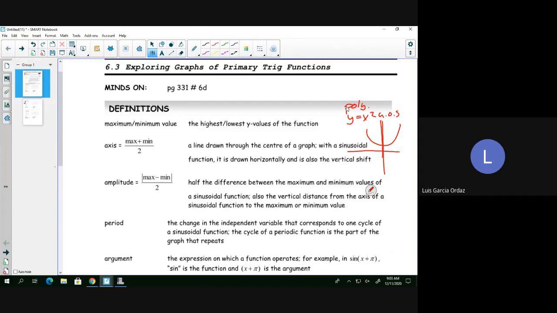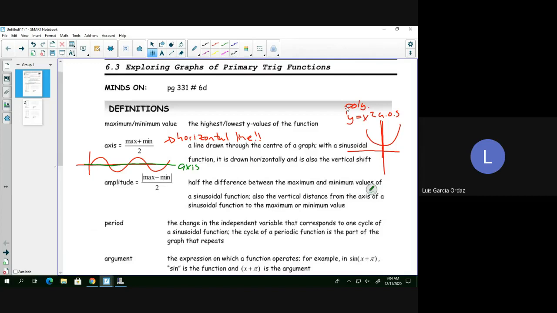What do you think it's going to be with sinusoidal functions? Horizontal. Okay, it's going to be a horizontal line slicing through the middle of the sine function or cosine function. So if we have a function like this, our axis of symmetry is going to be the horizontal line in the middle where it splits the graph evenly from top and bottom. So this is going to be my axis.